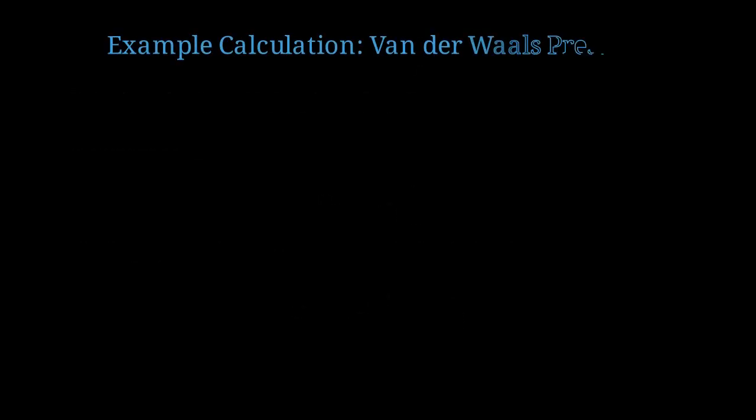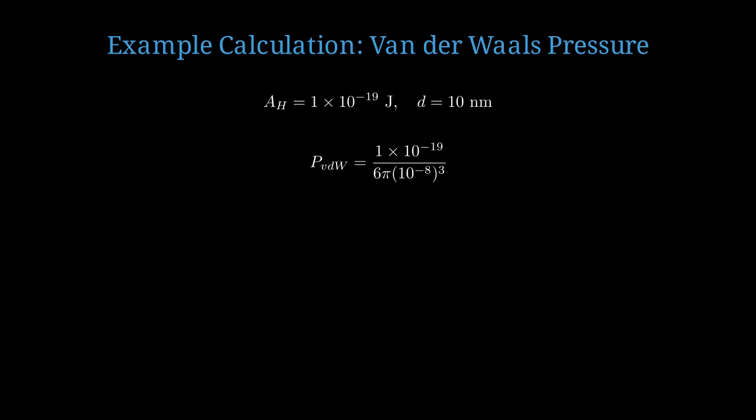Let's do a numerical example. Consider two silicon surfaces separated by 10 nanometers. The Hamaker constant for silicon is approximately 10 to the -19 joules. What is the van der Waals pressure? A Hamaker equals 1 times 10 to the -19 joules, and d equals 10 nanometers, which is 10 times 10 to the -9 meters. P van der Waals equals 1 times 10 to the -19 over 6 pi times 10 to the -8 cubed. This gives us approximately 53,000 pascals, or about half an atmosphere of pressure.